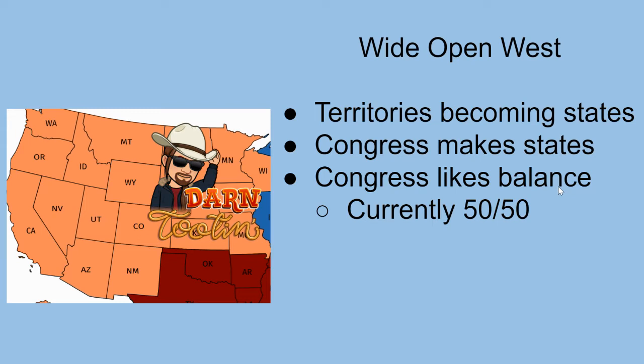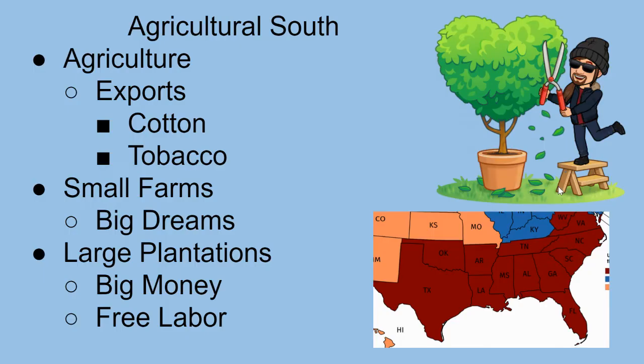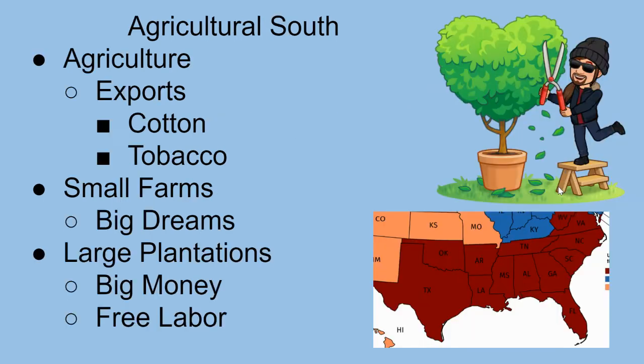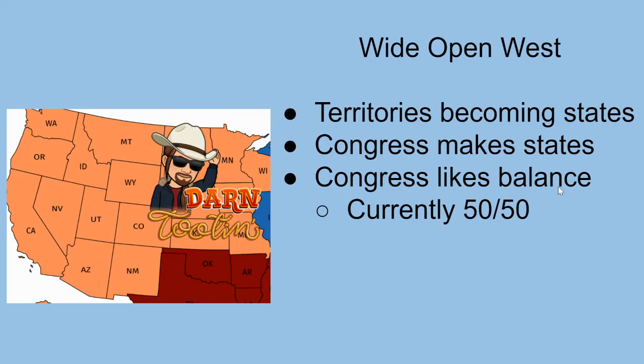Congress likes to keep a balance. Currently, in our 2021 Congress, the Senate is balanced 50-50: 50 Democrats, 50 Republicans. Now, did they want that going in? Not necessarily, but when nobody's happy, on a certain level, everybody's happy. And so they're looking to keep that balance as they make states as well, which means that since in the North those blue states are mostly without slavery, and those southern red states are mostly with slavery, as the wide open West turns into states, there's going to be debate over which ones have slaves and which ones don't to keep Congress balanced.